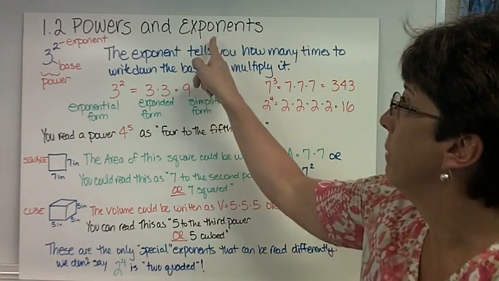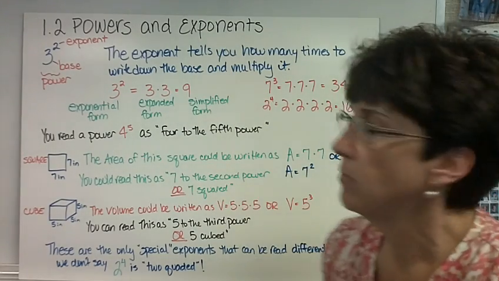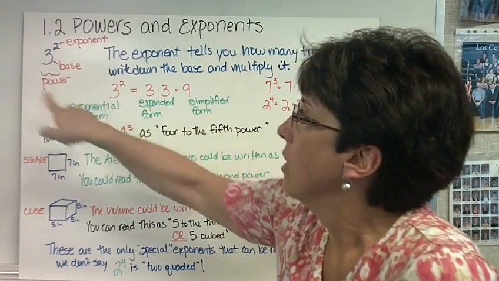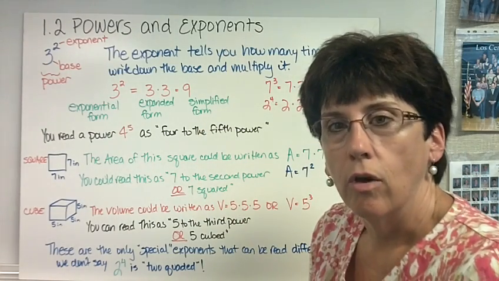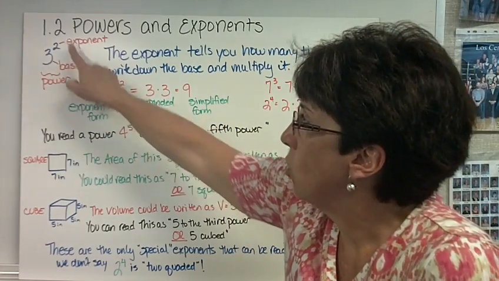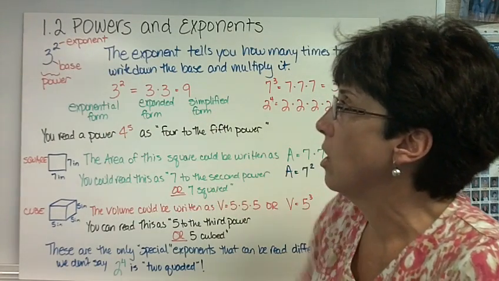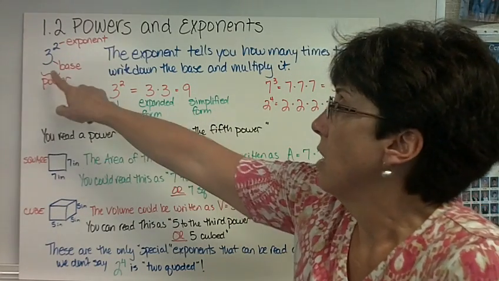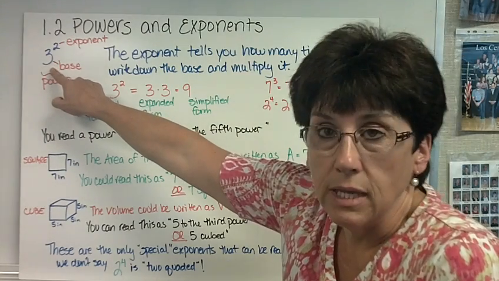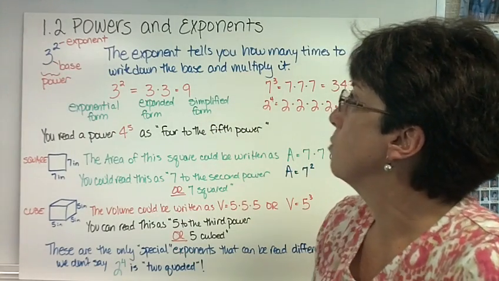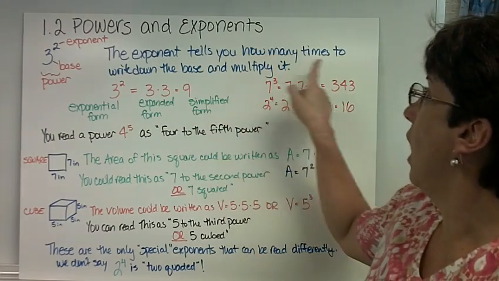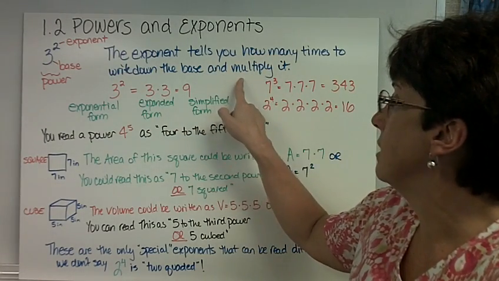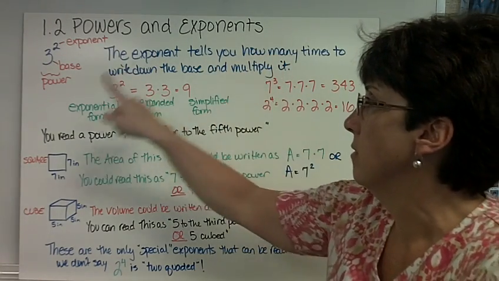1.2, powers and exponents. Here you have something. You have a big 3 and a little 2. Okay, this whole thing together is called a power. The big 3 is the base, the little 2 is the exponent.